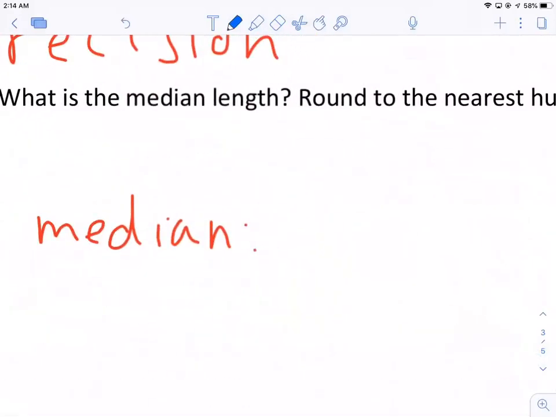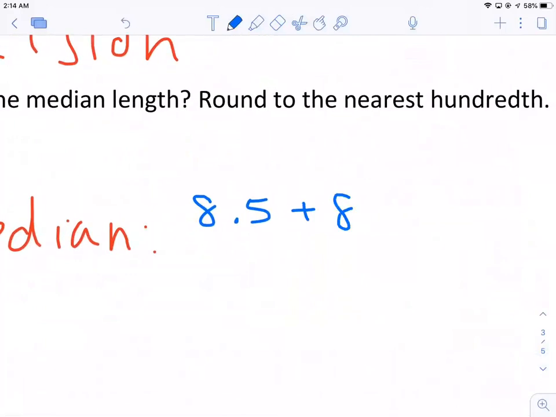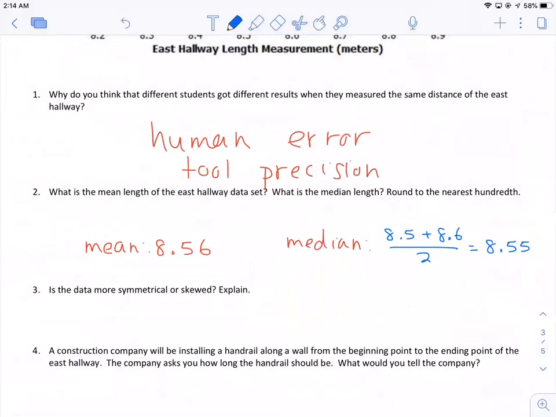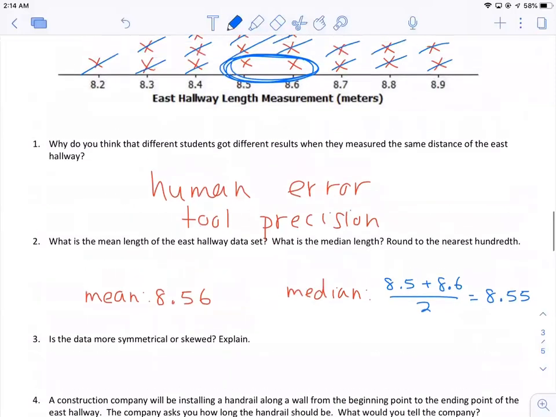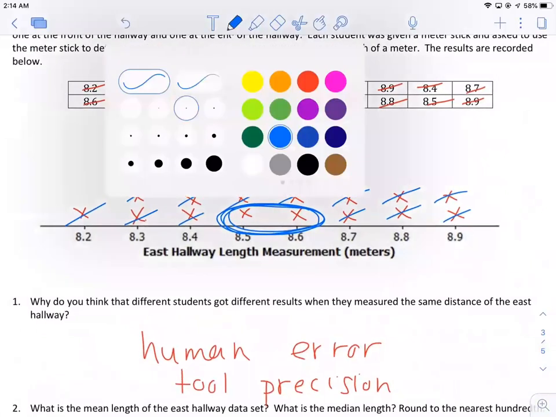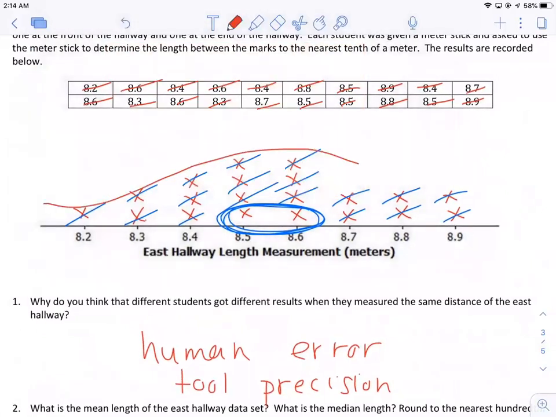So the median is going to be the average of those 2 numbers. So 8.5 plus 8.6, divided by 2 to get the average, and our median is 8.55. So the mean and the median are pretty much exactly the same. And that is because this data looks pretty symmetrical to me. Like if I had to draw this in, I don't really have a tail on either side.